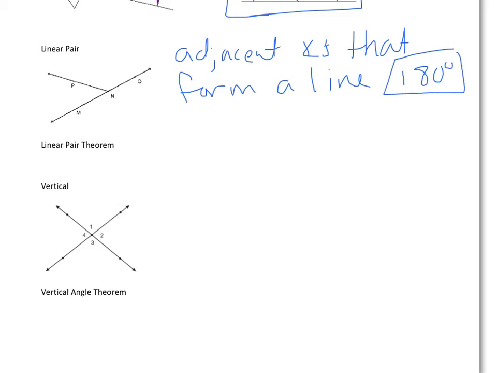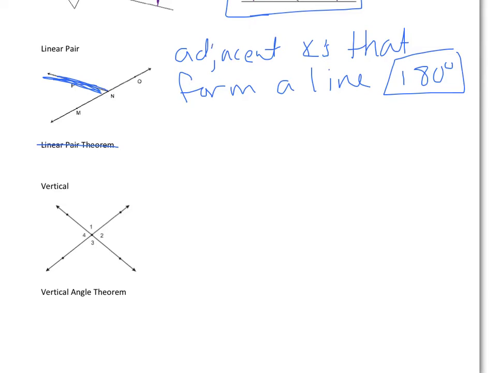Okay, they are supplemental, that is true, but when you say they're a linear pair, then they actually do have to have an adjacent side. So unlike just saying that they're supplemental, linear pair is more specific. The two angles are adjacent and they add up to 180. We're going to bypass this for a moment.